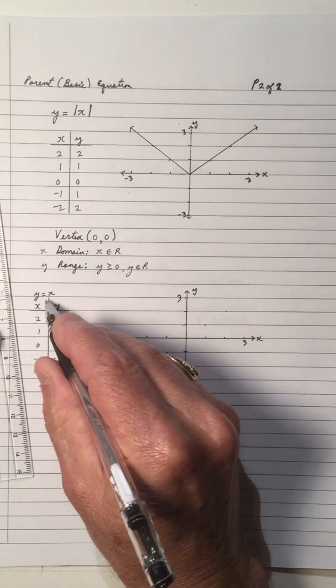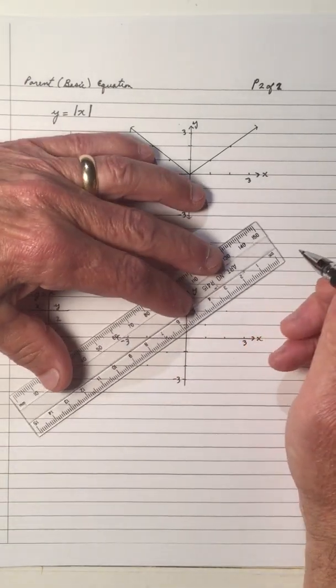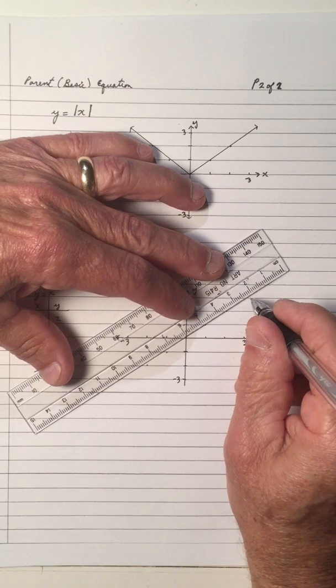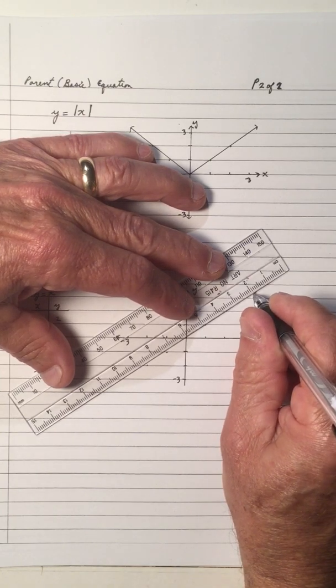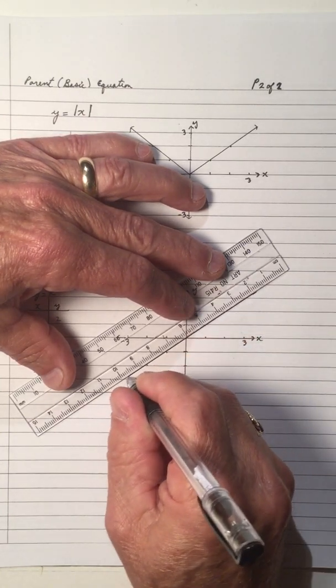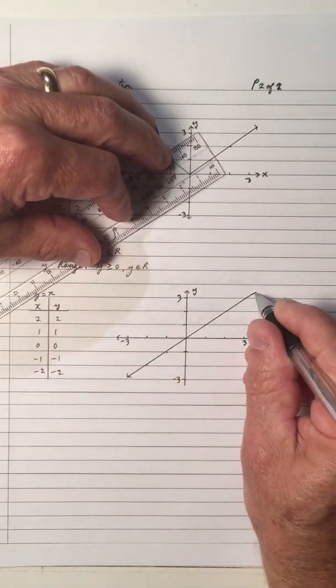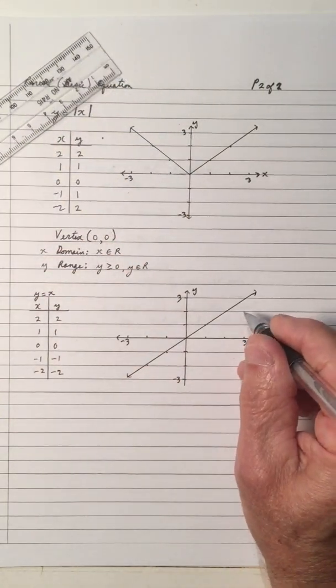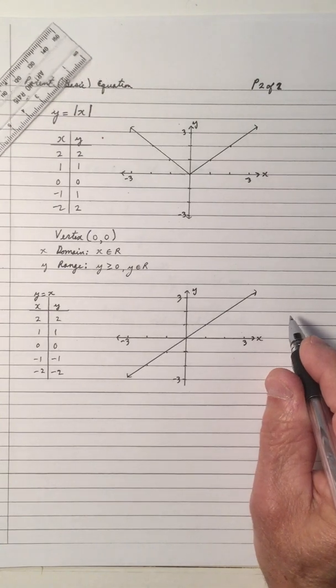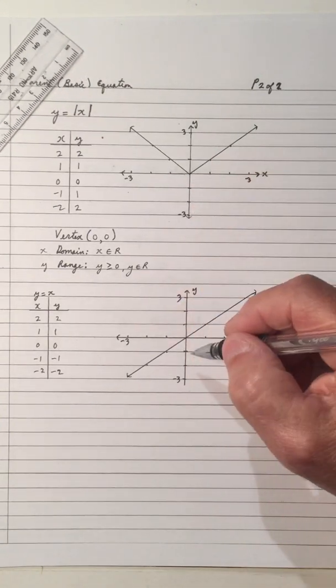Notice this is a line. Y equals x is a line. I'm going to draw this line now and show you what I'm talking about. Here we go. There's the line. So this is the line that represents this equation. But notice, just look up here.